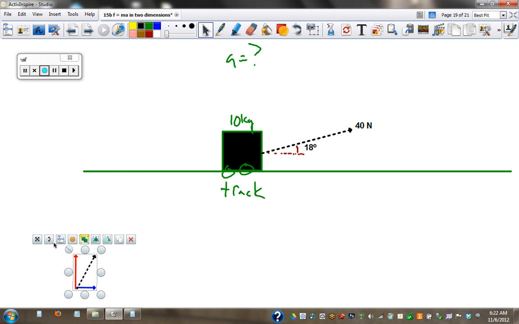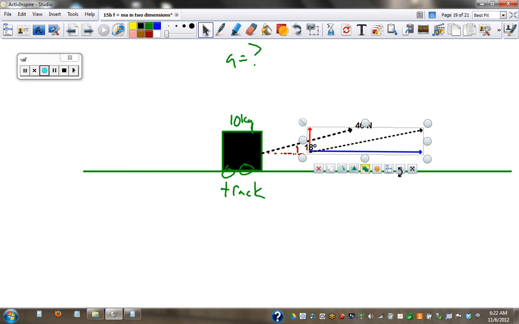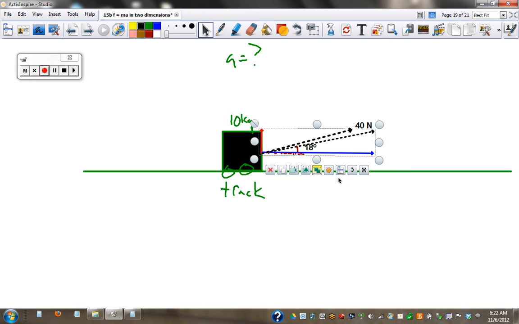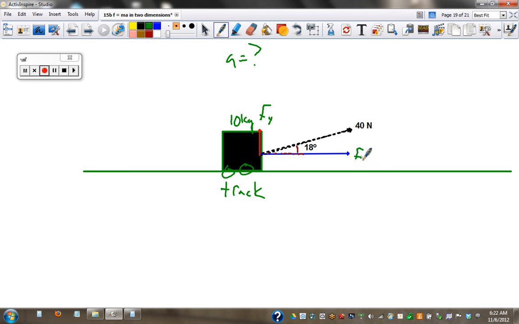We'll take this over here, and this is kind of like my little component demonstrator. If I make this match up, maybe tilt it a little. Perfect. What we can find out is if we take this 40 Newton force, we can break it up into an up and down force and a forward-only force. We call this Fy and Fx. This is the Y component of the angled force. This is the X component of the angled force.